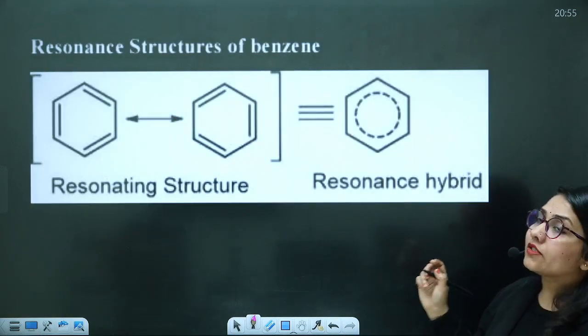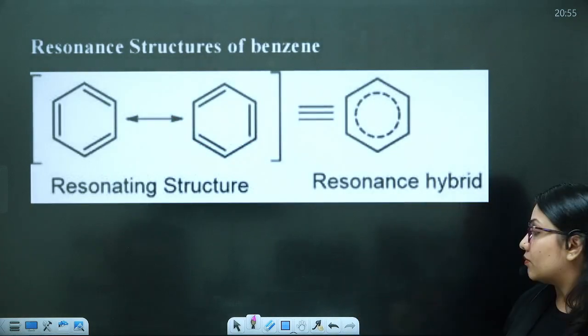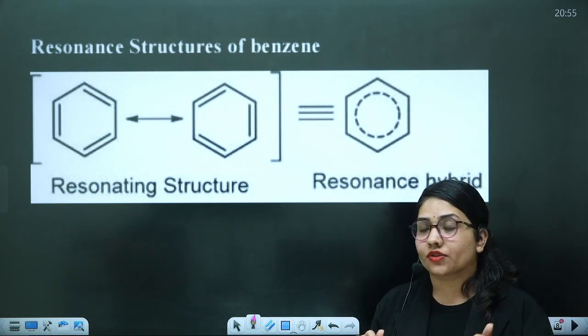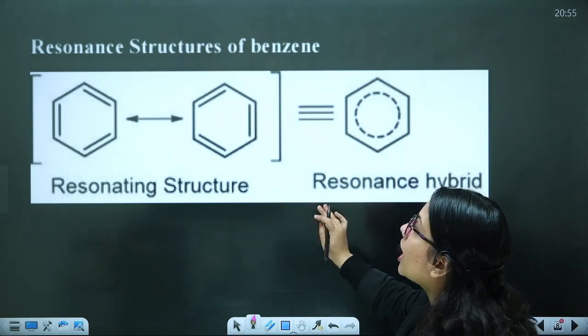Now see the resonance structure of benzene. Okay, this is the most common compound we discuss while discussing the resonating structures. Now you can see here we have made two structures.